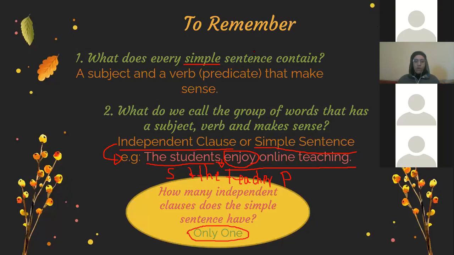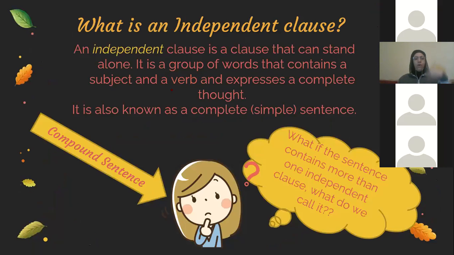So we repeat that this is the first sentence structure, which is the simple sentence. The simple sentence has one subject, one predicate, and makes sense. It has one complete idea. Also, we call it an independent clause. More information about the independent clause.